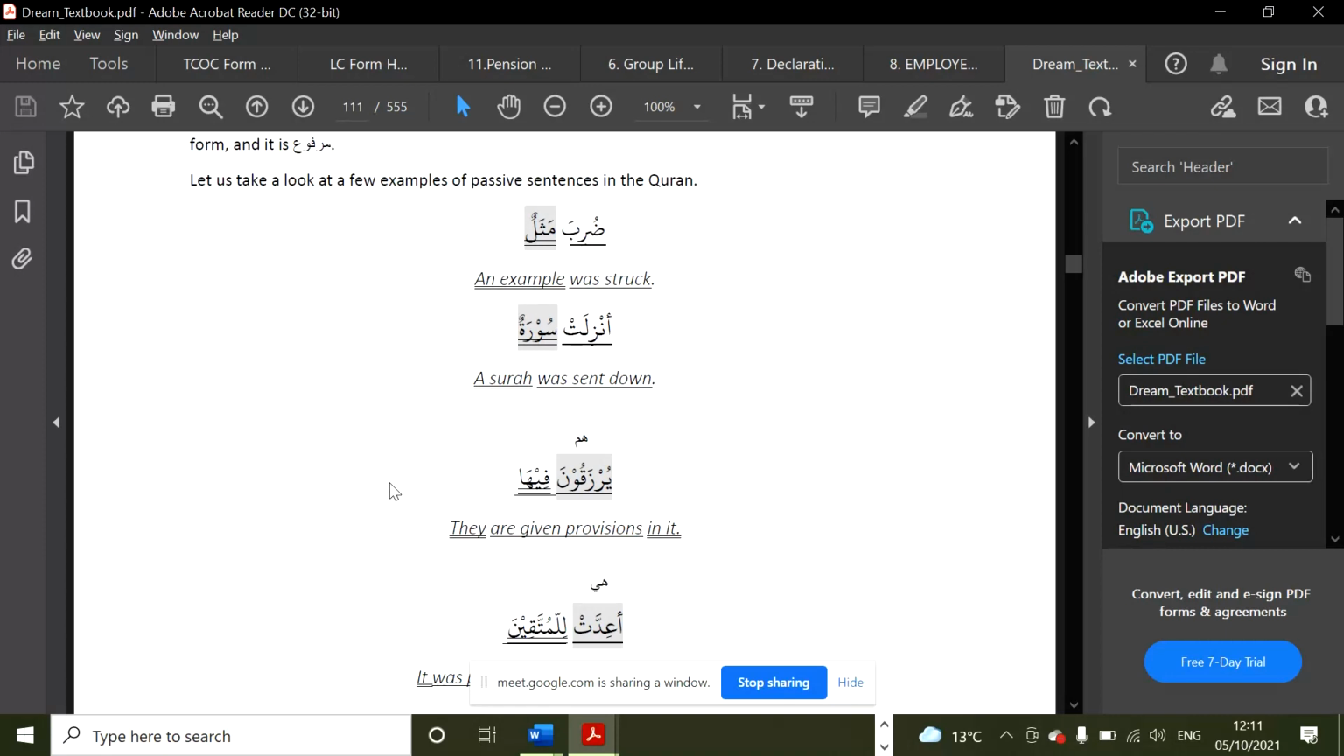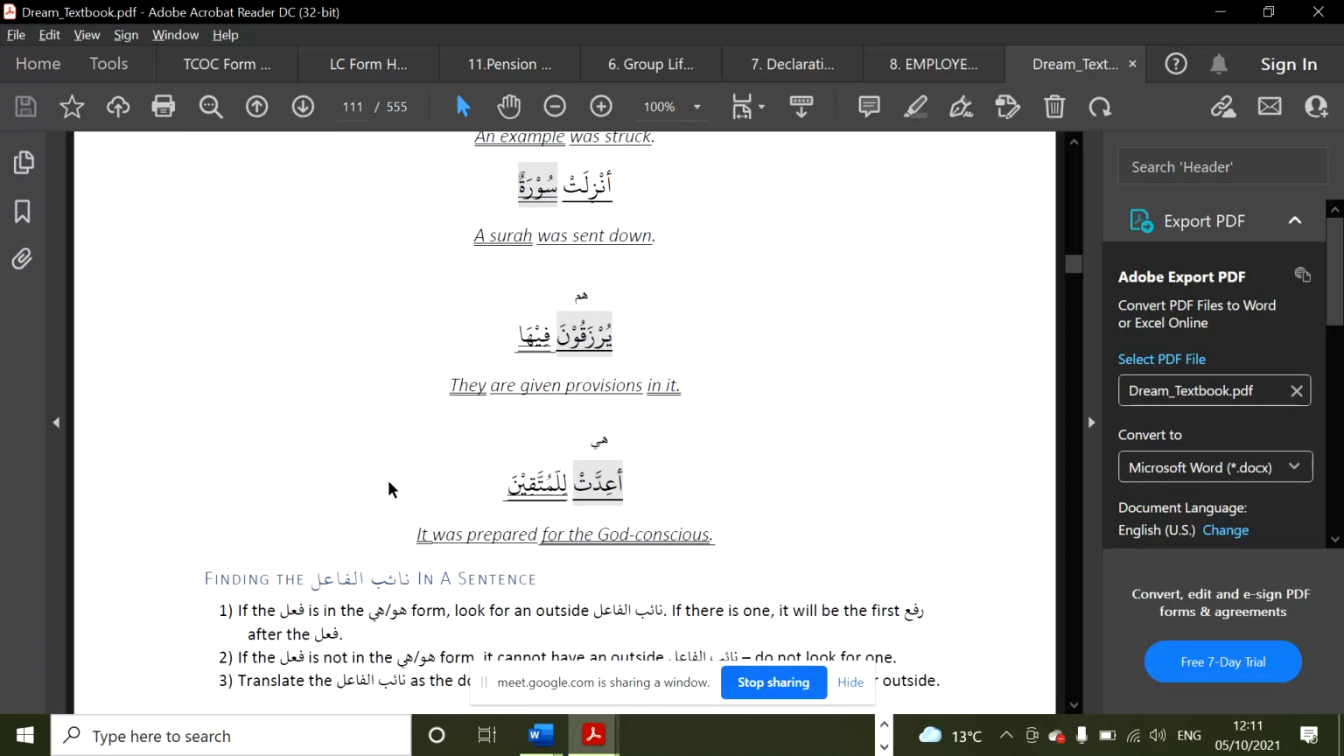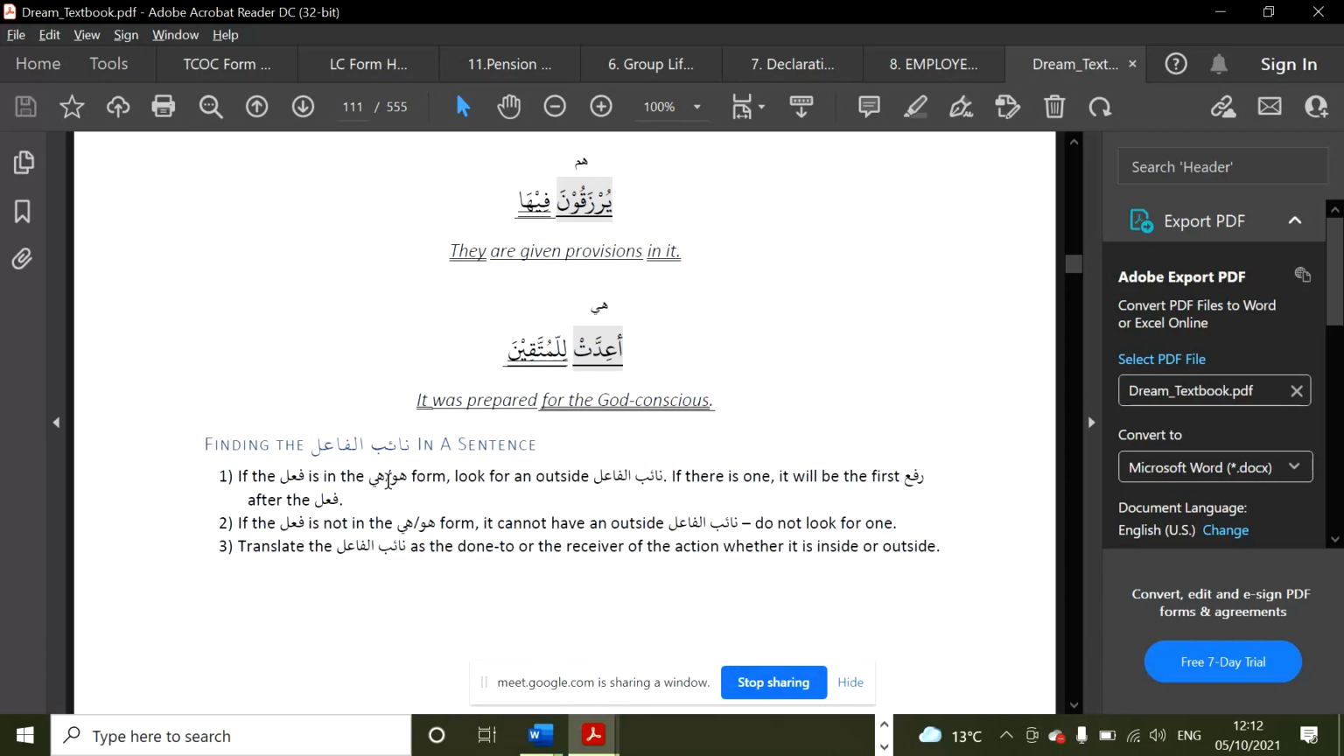Sister Hodma, Assalamu alaikum. Can you please do the rest of the examples? Wa alaikum assalam wa rahmatullahi wa barakatuh. Yurzaquna fiha, not noon, isra. Yurzaquna fiha. It's from rizq, but we are not translating. You have to give me what it is. Okay, it's a fi'l mudari'.